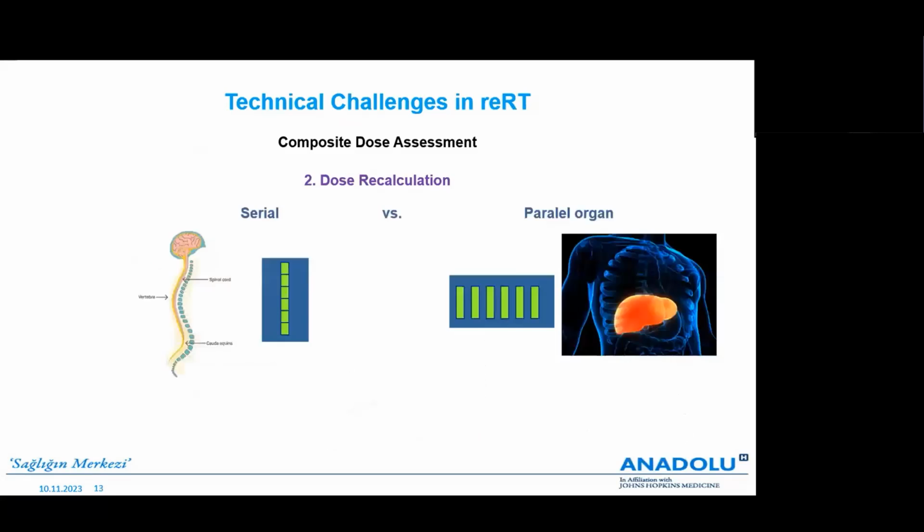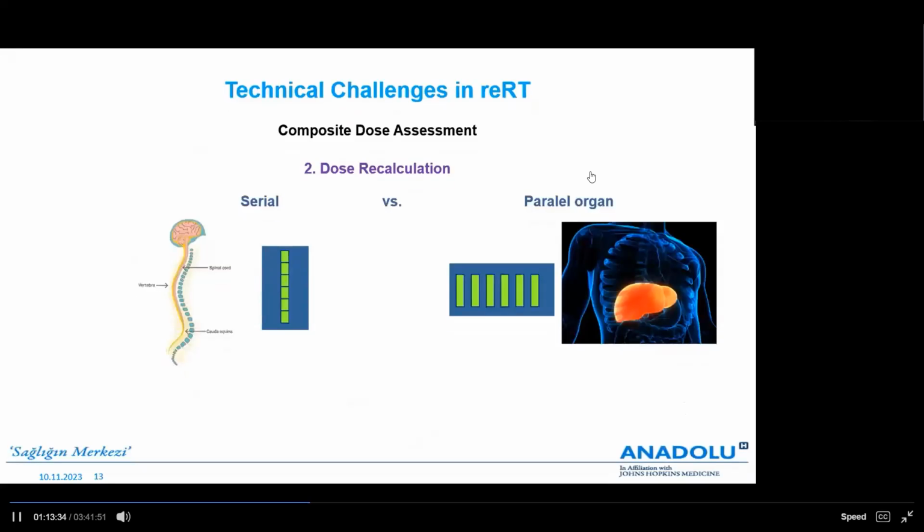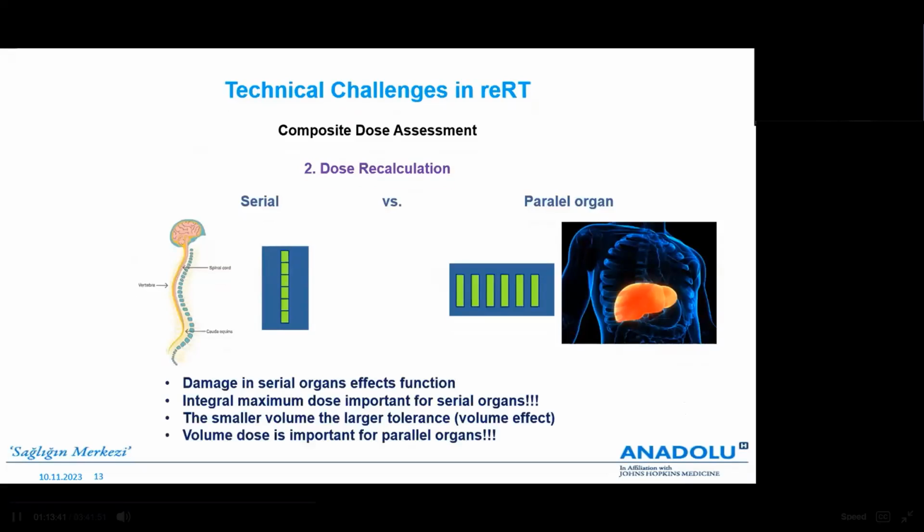And then another important problem is, are you calculating the serial organ dose or are you calculating the parallel organ dose? Because if you are calculating a serial organ dose, sometimes the maximum dose is damaging to the whole function. This is a very important thing. And the integral maximum dose is very important for serial organs. If you are calculating parallel organs, it means that the volume is more important than the maximum dose. So you should take account of which organ you will calculate. This is important. And sometimes smaller volumes.